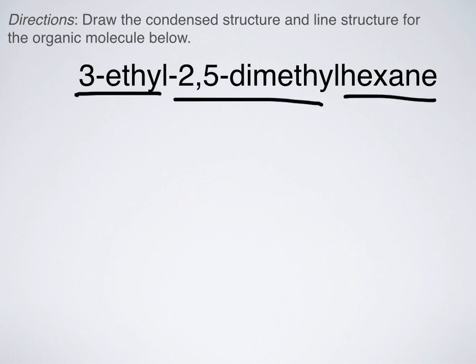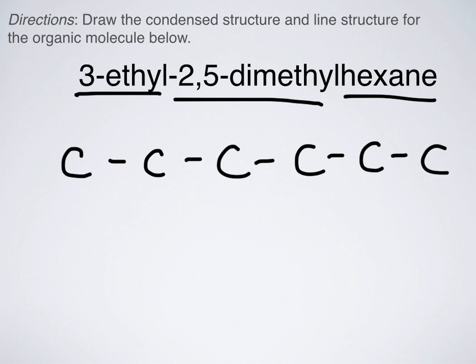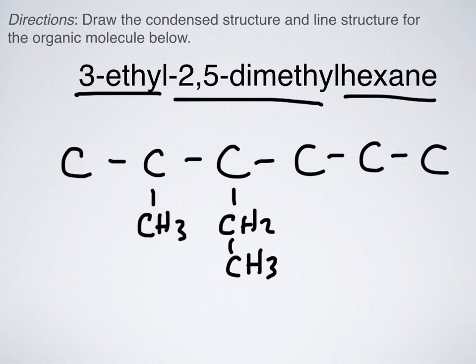So I need 6 carbons. 1, 2, 3, 4, 5, 6. Okay, now I want to add my groups. So I have 3 ethyl. So on carbon 3, I'm going to have an ethyl group, which looks like this. On carbon 2 and 5, I have a methyl group. So again, it doesn't matter which direction, by the way, I'm putting these. I could put one up if I wanted to. 1, 2, 3, 4, and then 5.